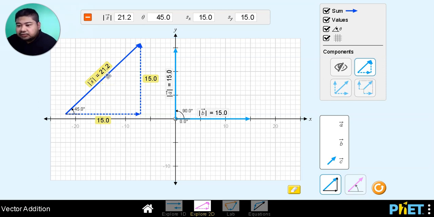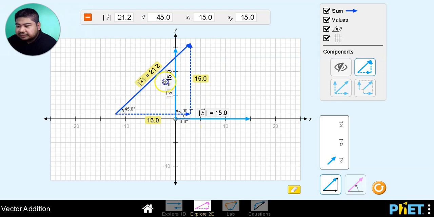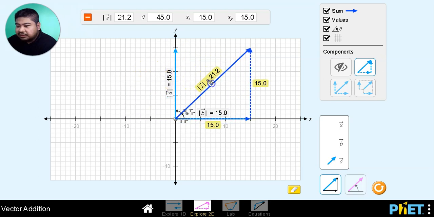If I move the resultant vector and overlap it here, you can see that it is actually the same thing. So the resultant vector is the sum of vector B with vector A.